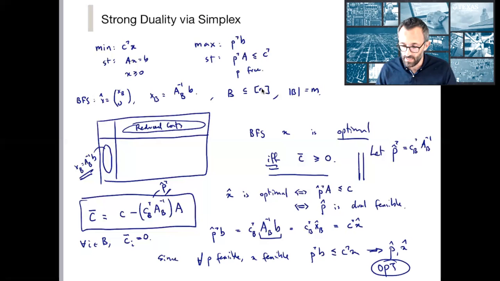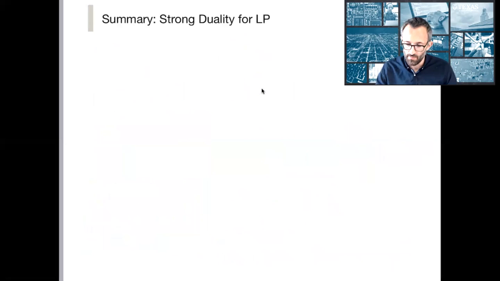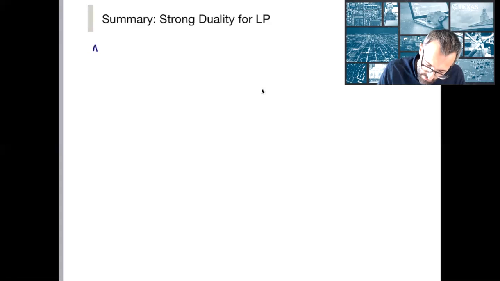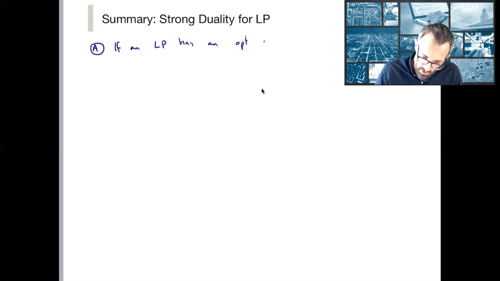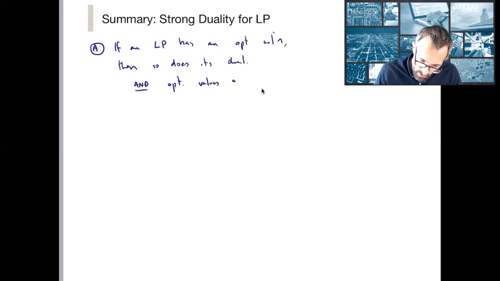So that's it. Let me give a summary of strong duality for linear programming. So first, if an LP has an optimal solution, then so does its dual, and the optimal values are equal.